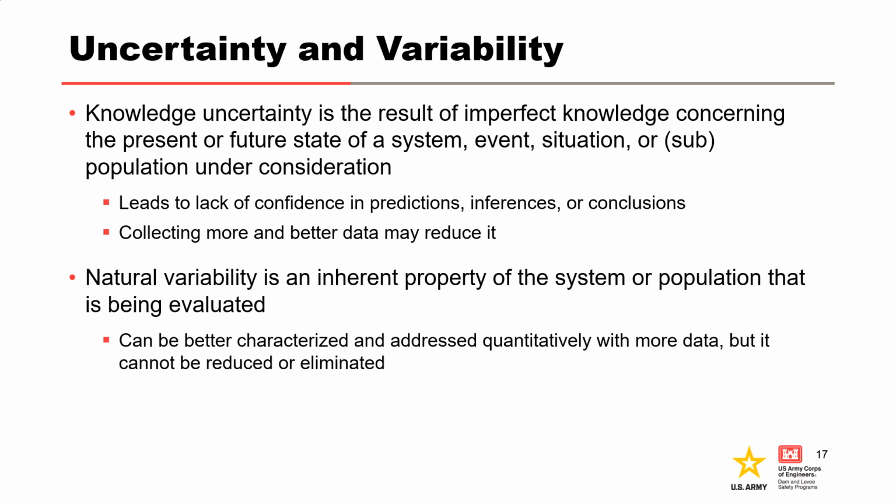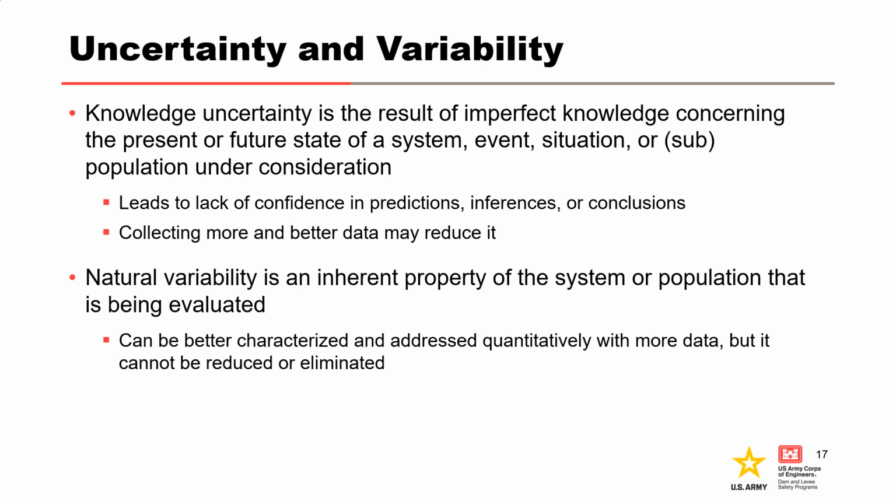Knowledge uncertainty and natural variability were mentioned on the previous slide. Here are the definitions for both terms. Knowledge uncertainty is a result of imperfect knowledge concerning the present or future state of a system under consideration. It leads to a lack of confidence in our predictions, but this type of uncertainty can be reduced by collecting more data or better information. During a risk assessment, teams are to identify sources of knowledge uncertainty as it relates to potential failure modes, and they should show how sensitive the risk estimate is to these uncertainties. Based on this information, recommendations can then be made to reduce uncertainty should the uncertainty have a large impact on the estimate and the ultimate decision.